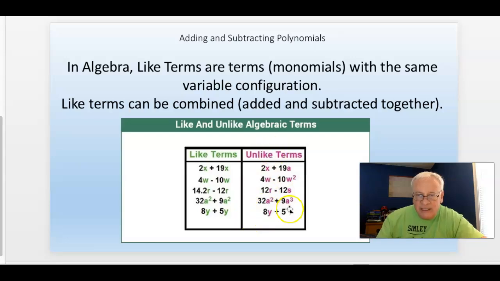Guys, on the right side here again are examples of terms that are not alike. You can't combine 2x and 19a. You can't combine those. Or 4w and 10w squared. No. Those variable configurations are not exactly the same. They have to be exactly the same to be combined.